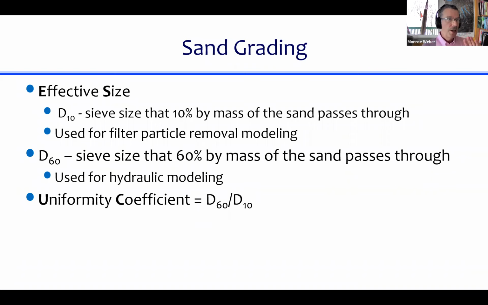And see, this connects back with porosity, right? If you have a very uniform sand size in your filter, it's going to have a higher porosity, which is what you want, because in the filter, it's the pores that do the work for you. The pores are where you can tuck particles and have them removed, and it's the pores where the water flows through. So you want high porosity, so that means you would like a low uniformity coefficient, so it's close to 1.